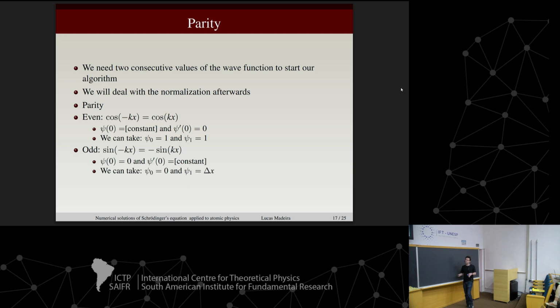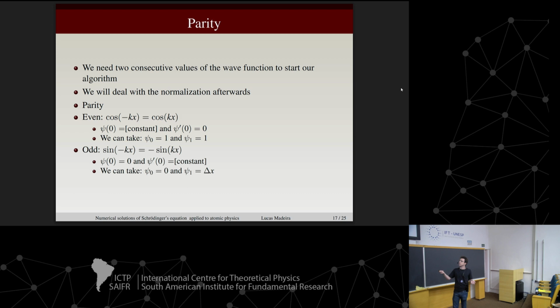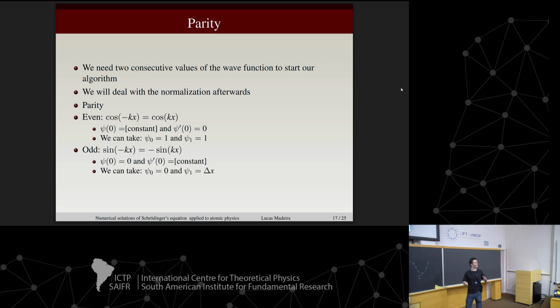And how about the odd solutions, the sine ones? Well, sine of 0 is 0, otherwise I couldn't do this, okay? And it has some derivative at the origin, some constant derivative. It's going up. So I can take my first point to be 0, and the next point to be delta x. Why am I doing this?